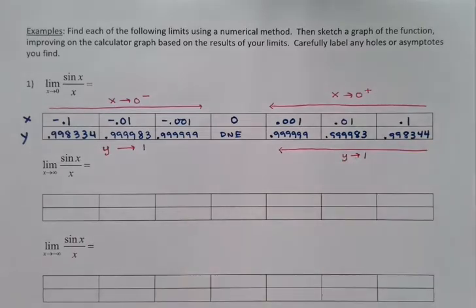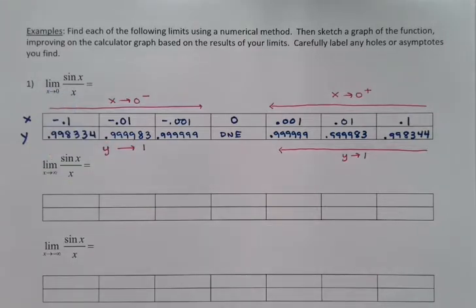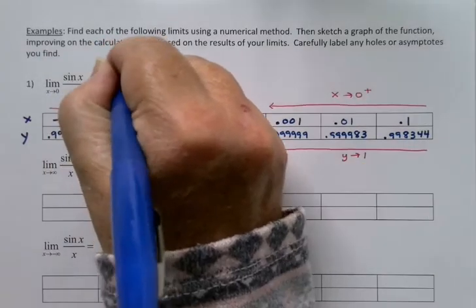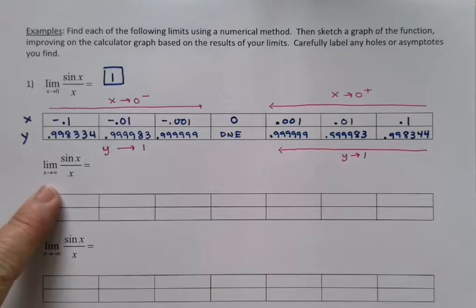So I'm feeling comfortable at this point saying the limit as sine x over x as x approaches 0 seems to be 1. All right, next I'd like to find the limit as x approaches infinity for sine x over x.